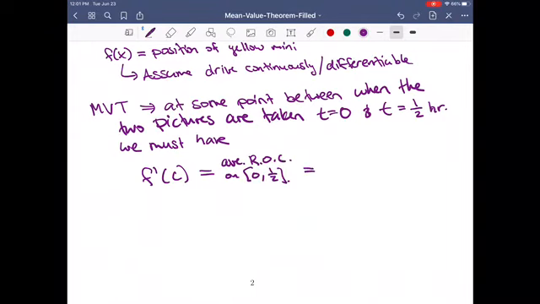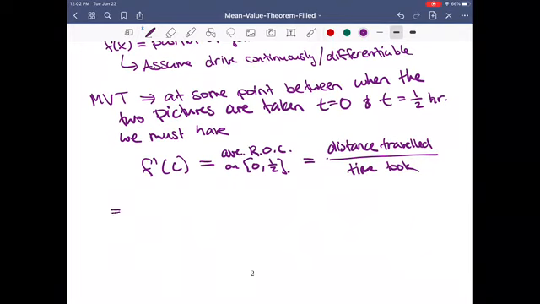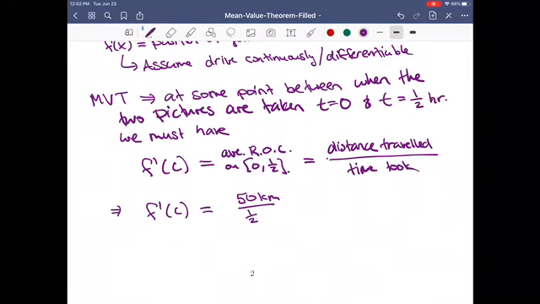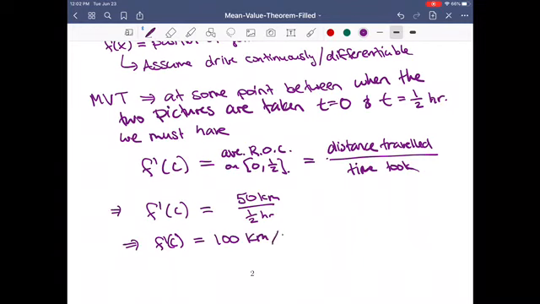What that is going to be is the distance traveled over the time that it took. So the change in distance over change in time. So that means that there's a c with f prime of c equal to, so we went 50 kilometers and they did that in half an hour. So that means that f prime of c is 100 kilometers per hour.